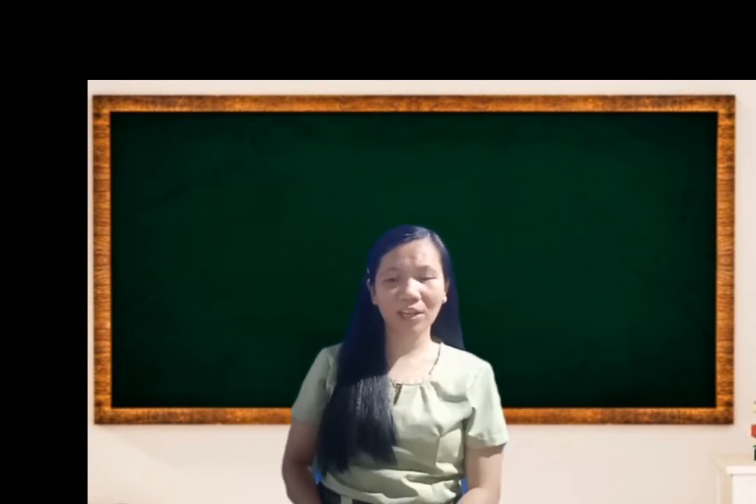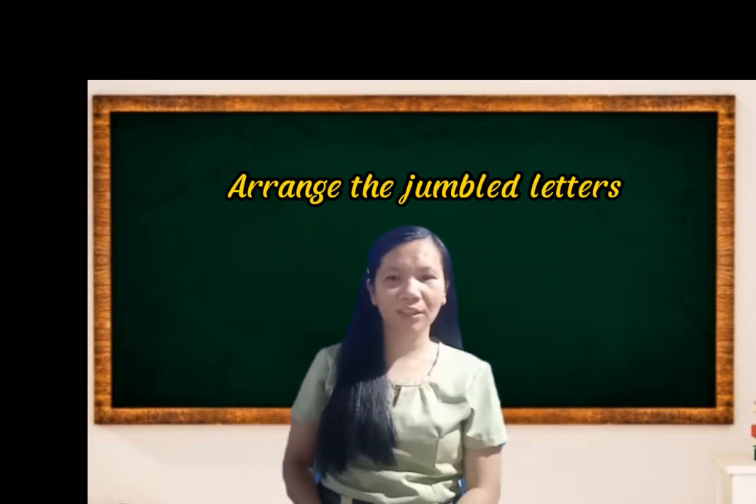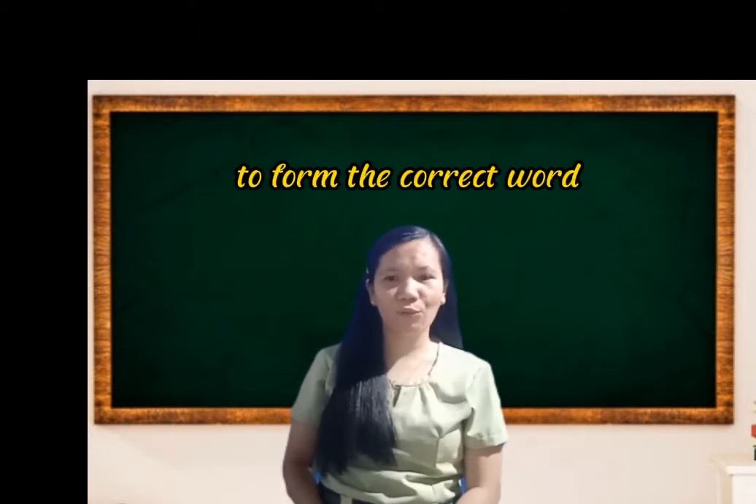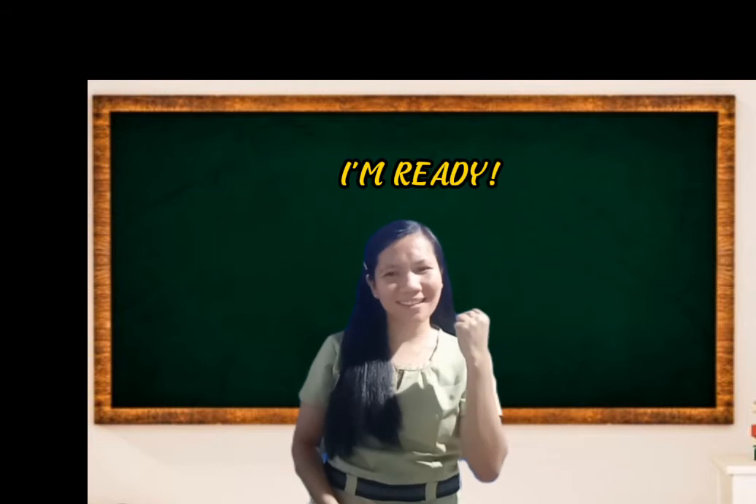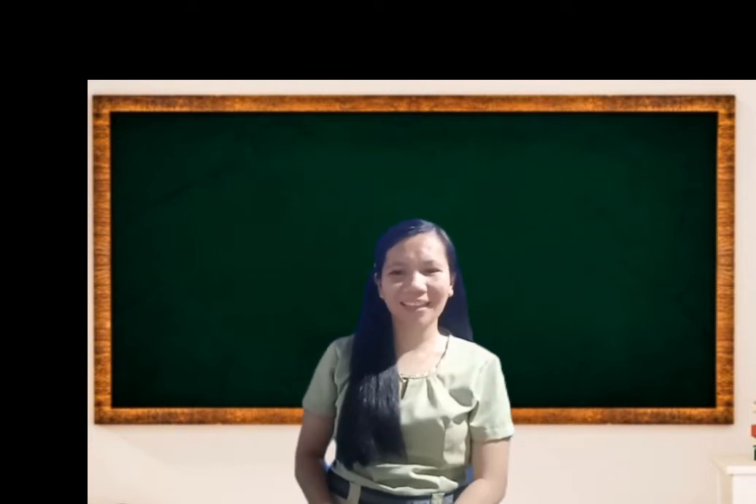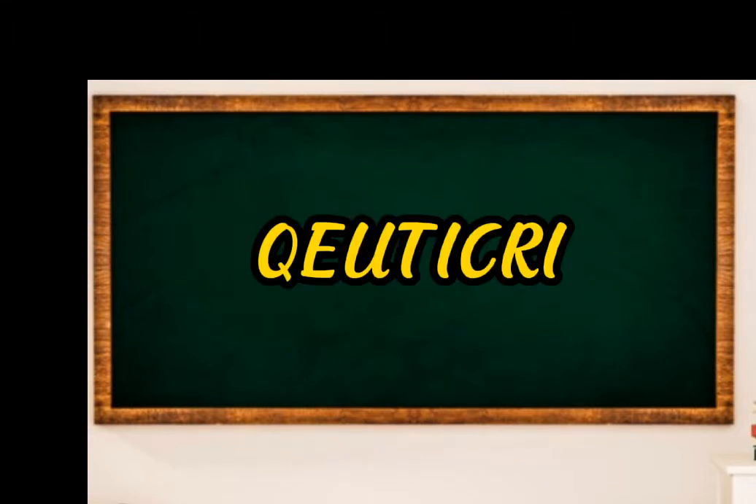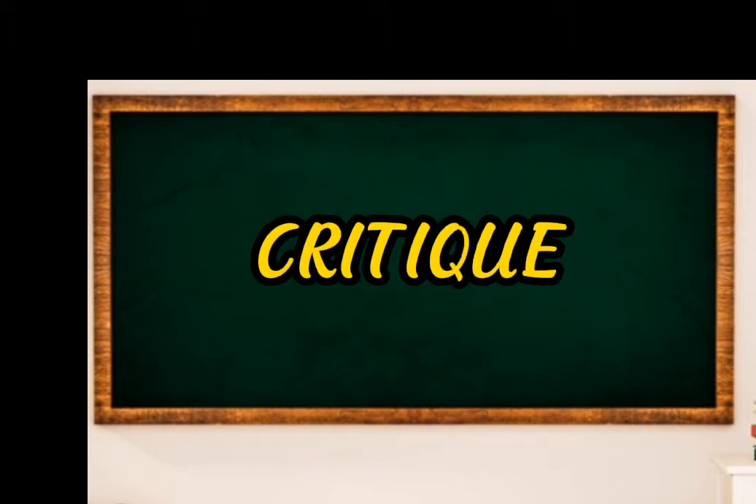As a springboard, I want you to arrange the jumbled letters in each item to form the correct word within 5 seconds. If you're ready, say, "I'm ready." Alright, let's get the ball rolling. First item. What's the word? It's critique. That's correct.